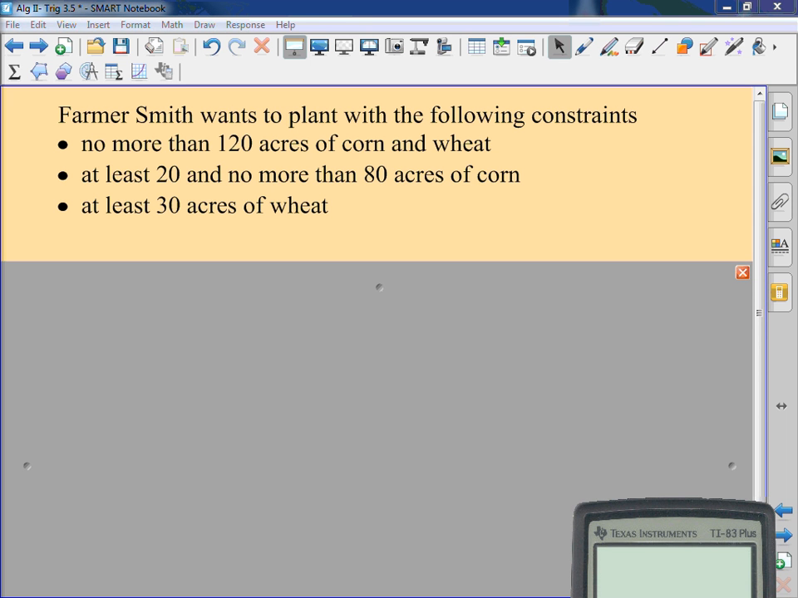There are a couple constraints. You need to write this down also. Farmer Smith wants to plant with the following constraints. He can't plant more than 120 acres of corn and wheat. He has 120 acres to use. He needs to plant at least 20 and no more than 80 acres of corn. And he has to plant at least 30 acres of wheat.